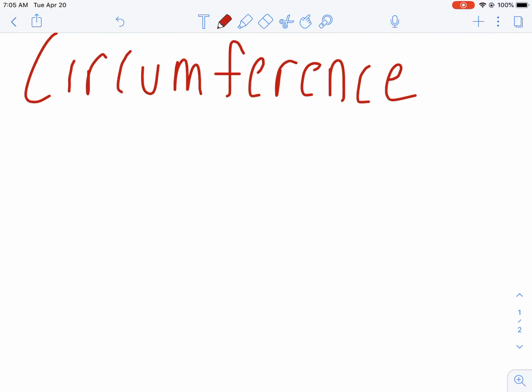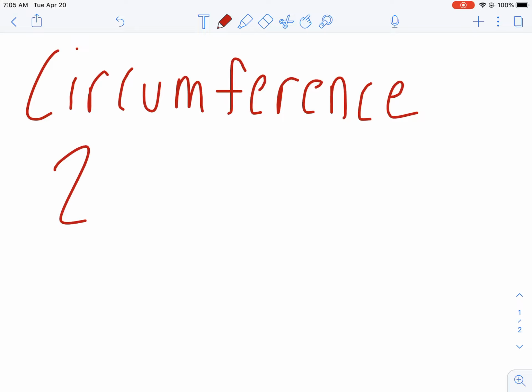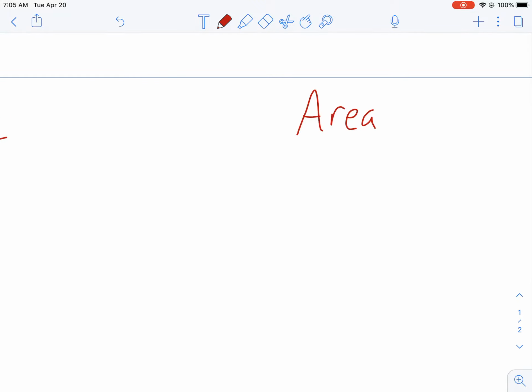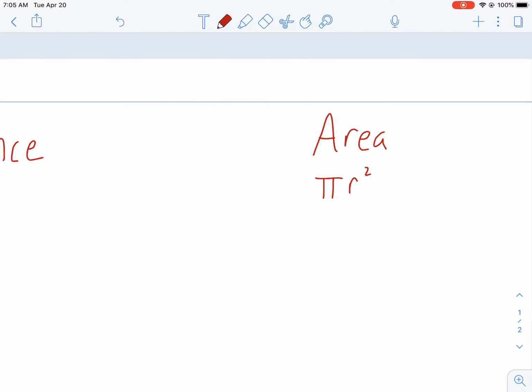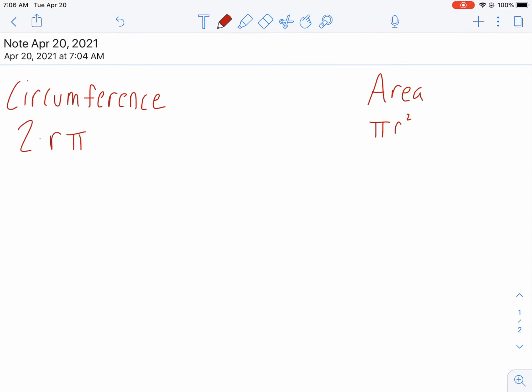For circumference, the circumference is 2 times r pi. r is the radius, pi is just the Greek letter. For area, it's pi r squared. They both involve pi, they both involve r. It's just different things happening to r for each one.